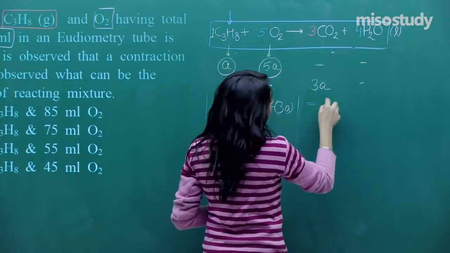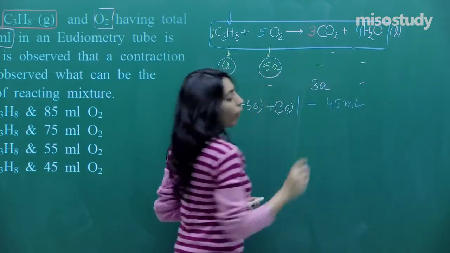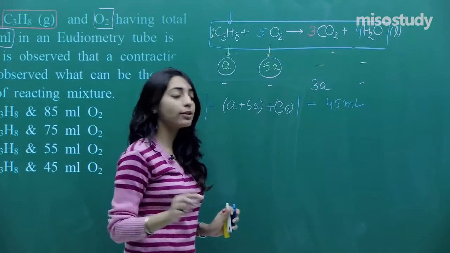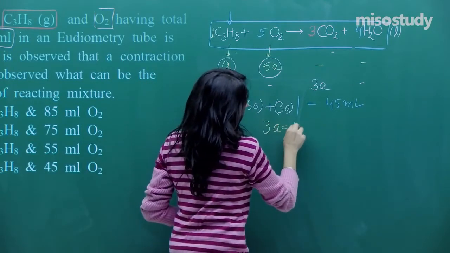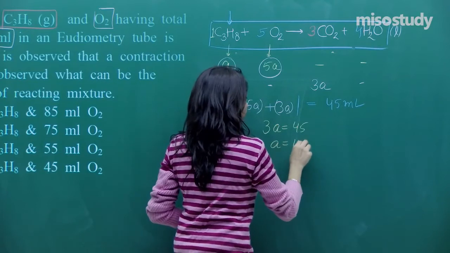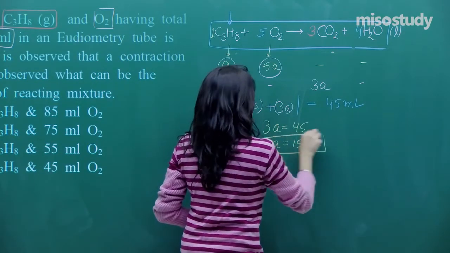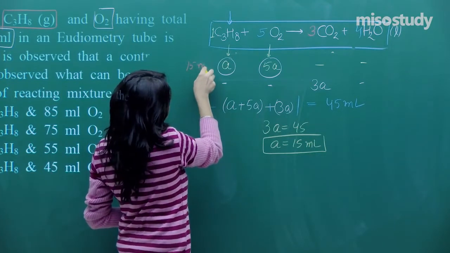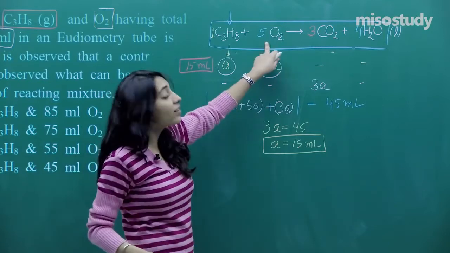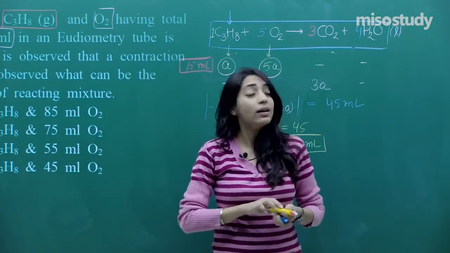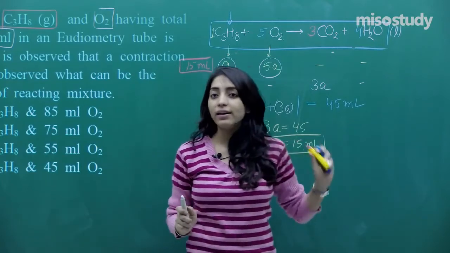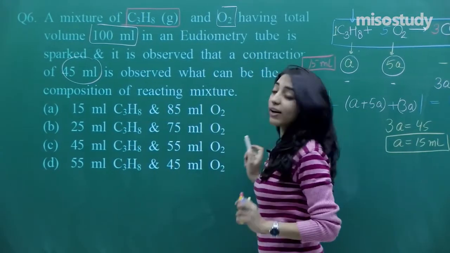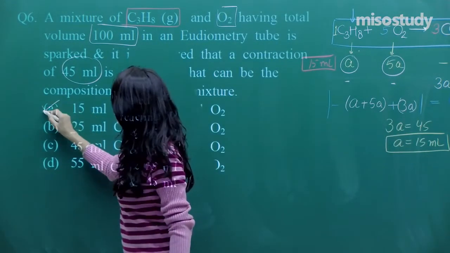And the contraction is given to be 45 ml. Fine? So can I simply say 6A minus 3A, which is 3A. So 3A is equal to 45, A is equal to 15. That means our sample was having 15 ml of C3H8 and the remaining 85 ml would have been the oxygen, right? Let us see if any composition is there. 15 ml of C3H8 and 85 ml of O2, that is correct.